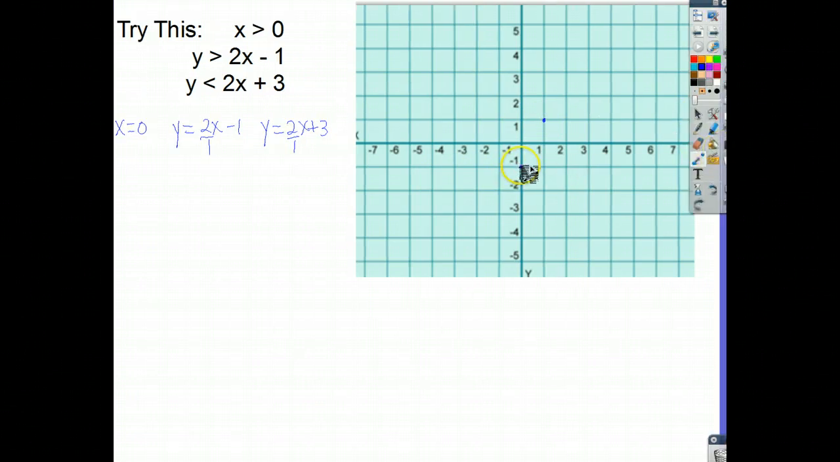Again, these are all going to be dotted because I didn't have a way of making a less than or equal to sign with this software yet. Something tells me you can do it, but I'm not sure how.